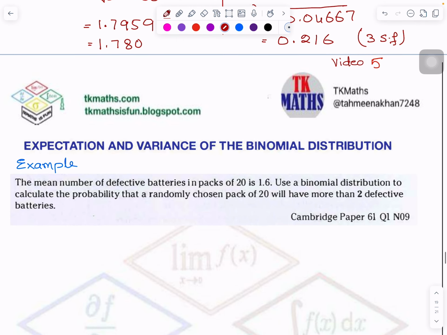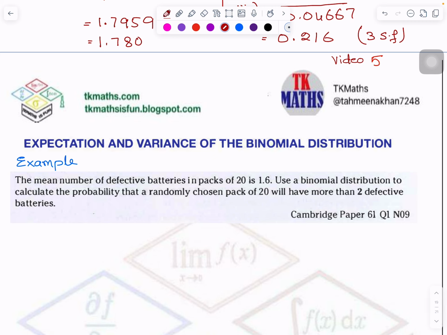Now let's see this question from November 09, a past paper question. The mean number of defective batteries in a pack of 20 is 1.6, right? So use a binomial distribution to calculate the probability that a randomly chosen pack of 20 will have more than 2 defective batteries.